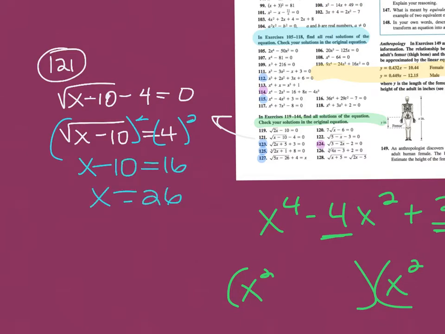And then these are the ones you want to make sure you check. So if I took that and plug it back in here, 26 minus 10 is 16. Square root of 16 is 4. 4 minus 4 is 0. If you end up with 2 answers and one works and one doesn't work, you just rule out the one that doesn't work.